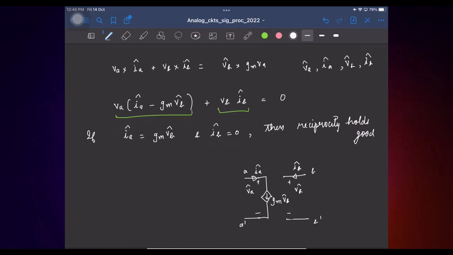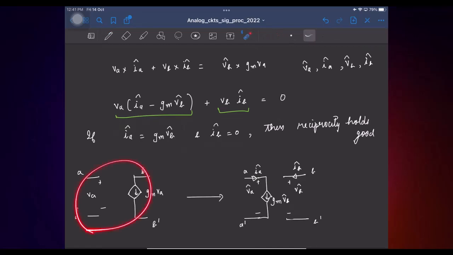Okay. So in the original network, between A and A prime, we had a circuit like this, and between B and B prime, we had the control source, which was GM VA. But now you see that for reciprocity to be valid, we just need to replace this voltage controlled current source by the same voltage controlled current source. You just have to flip it around. Fine.